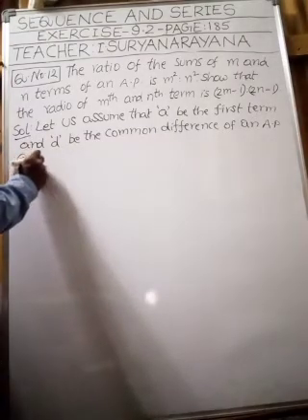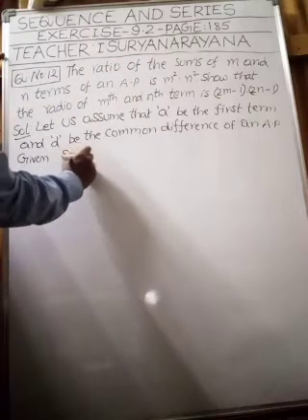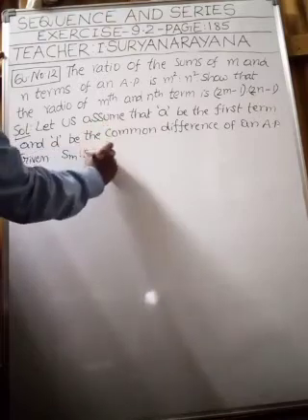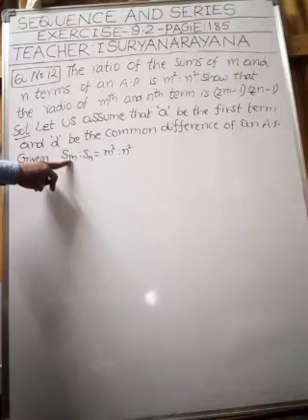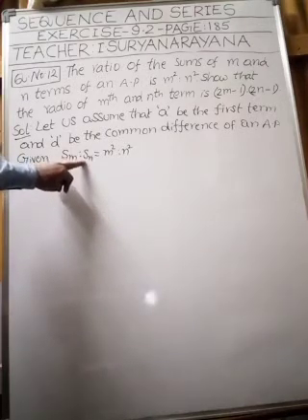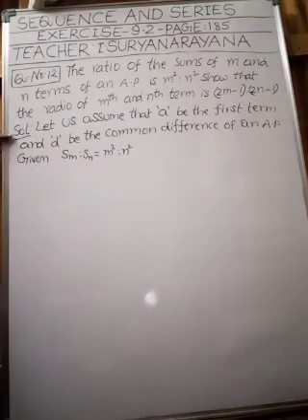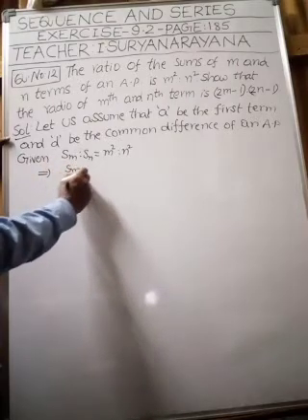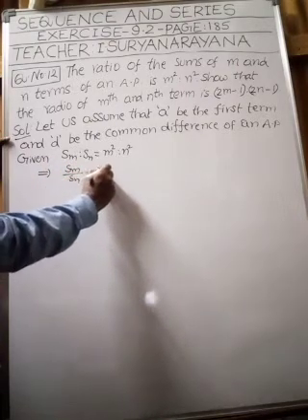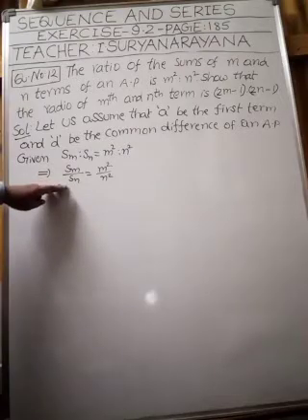Given Sm is to Sn is equal to m square is to n square. So now my children, sum of the first m terms is to sum of the first n terms is equal to m square is to n square. So now my children, right, that is equal to Sm by Sn is equal to m square by n square. Ratios can be written as a fraction. Do you remember this point, my children?